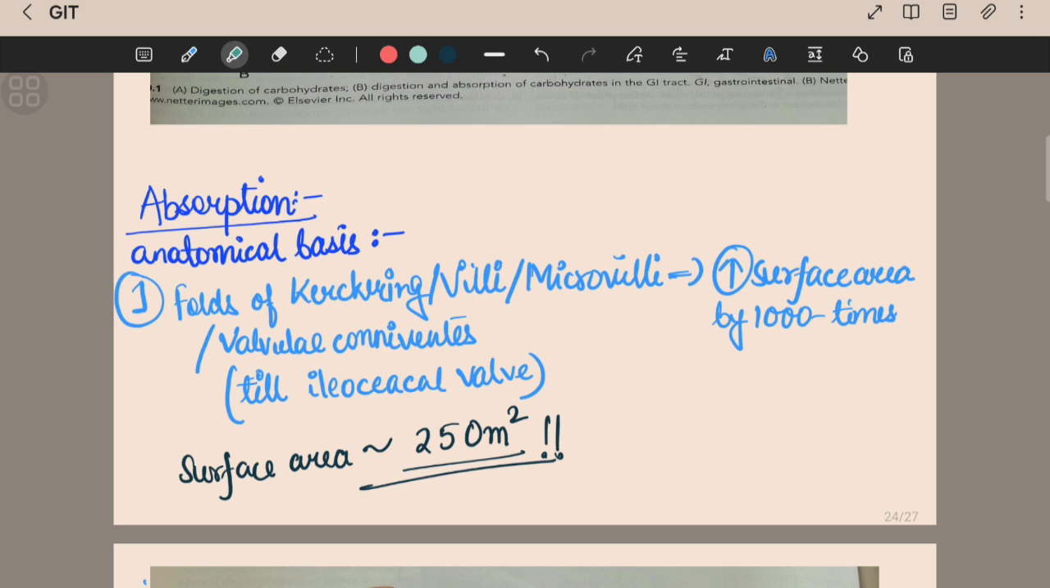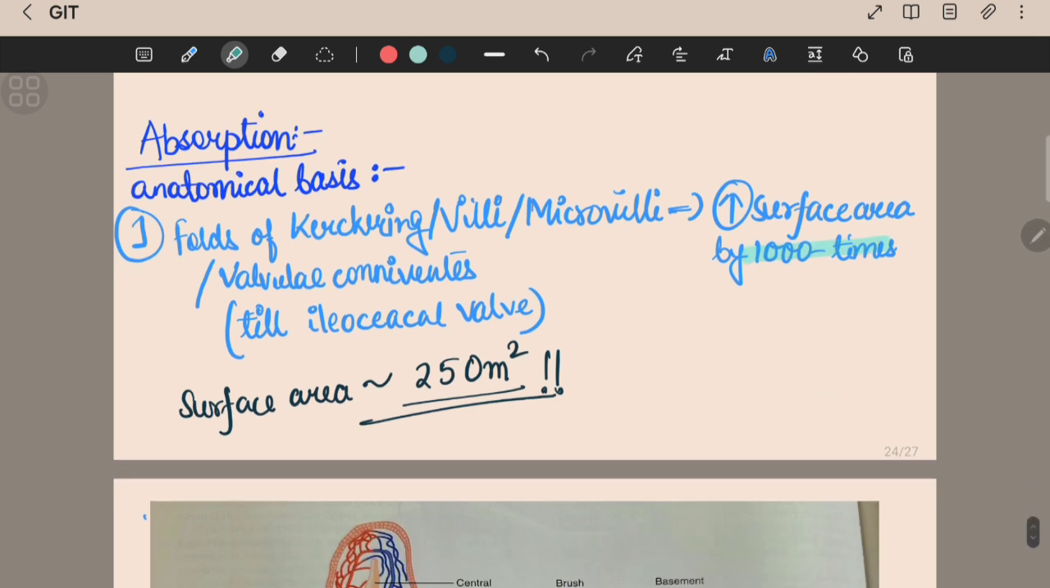So that is provided at the level of the small gut, where we have the folds of Kerckring, also called the valvulae conniventes, or simply villi and microvilli projections. With this, the surface area increases up to 1,000 times at places. The surface area of the small gut, due to the presence of this villi, can reach up to 250 meters square. You can imagine that such a huge surface area is provided at the level of the small gut, so that there is better and better absorption.